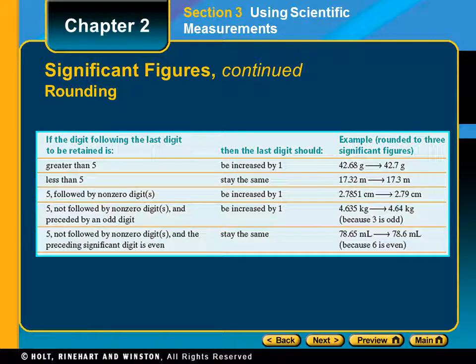Now, when we do rounding, you've got these rules here. If the digit following the last digit to be retained is greater than 5, you should increase by 1. If it's less than 5, you should stay the same. If it's a 5 followed by a non-zero digit, increase by 1. If it's 5 followed by non-zero digits and preceded by an odd digit, you increase by 1. If it's 5 not followed by a non-zero digit and the preceding significant digit is even, you stay the same. Those are rules for rounding.